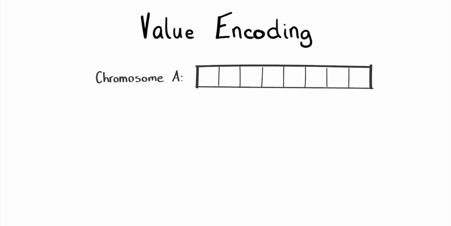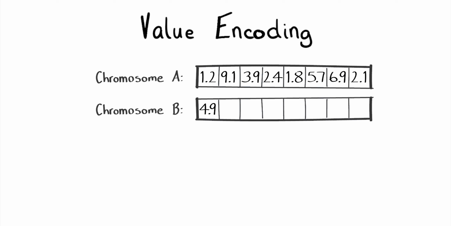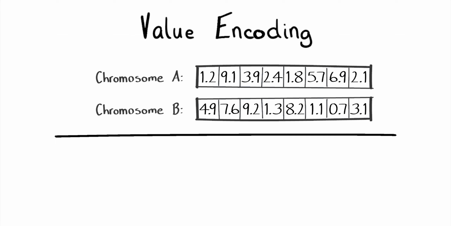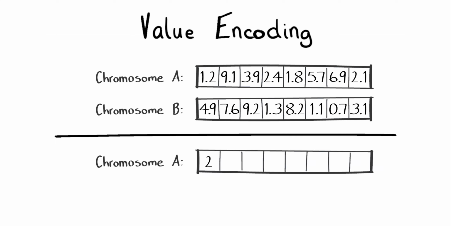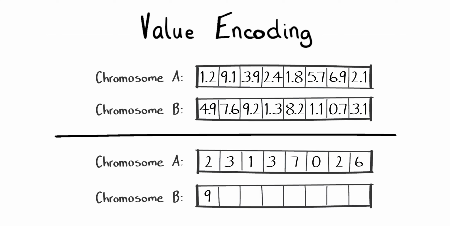These chromosomes are built using value encoding. This means that they can store any value of a particular type. These top two are using floats, whereas the bottom two are using integers. As long as each gene is of the same type, it'll work fine.